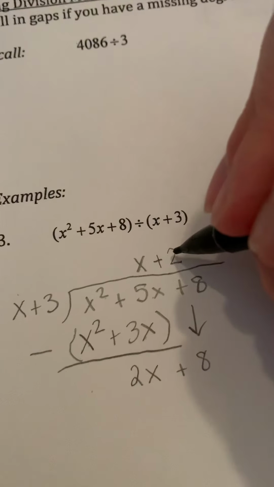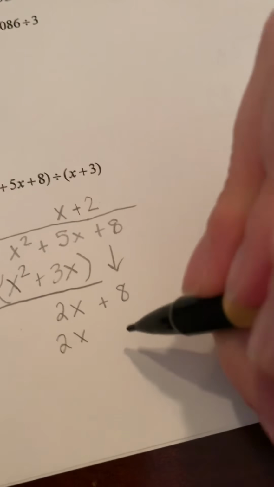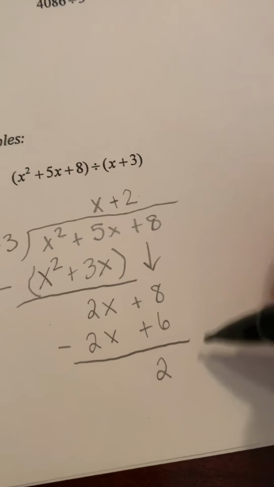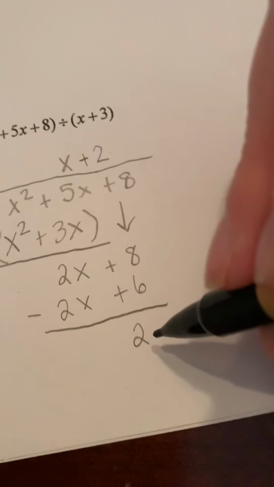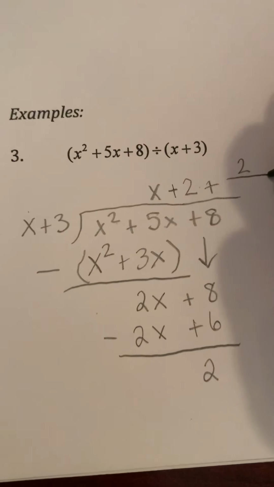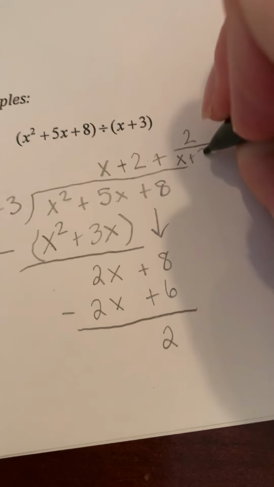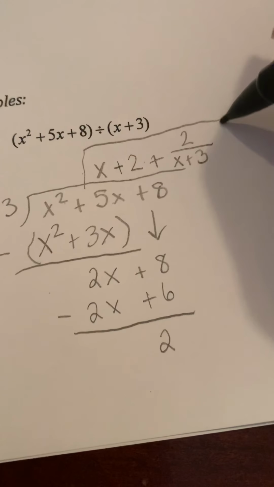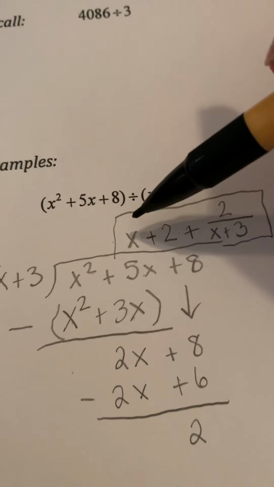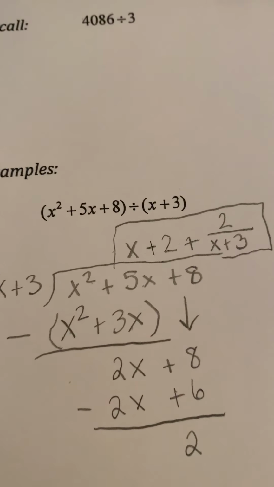And now we multiply. 2 times x is 2x, and 2 times 3 is 6. We subtract that, and we get 2. There's nothing left to bring down, so this is my remainder. The correct way to then write the remainder is, because it's positive, we will write plus the remainder of 2 all over what I divided by, which is x plus 3. So this did not go in evenly because we have a remainder, but the answer is x plus 2 over x plus 3.